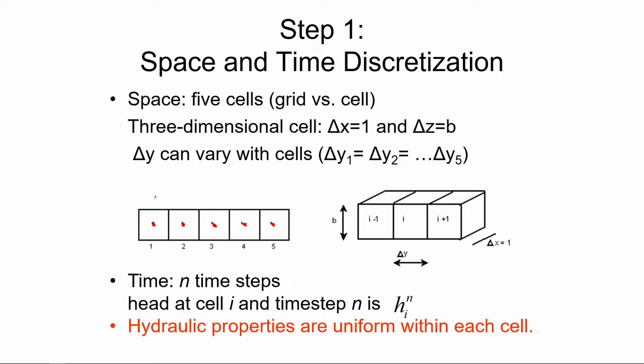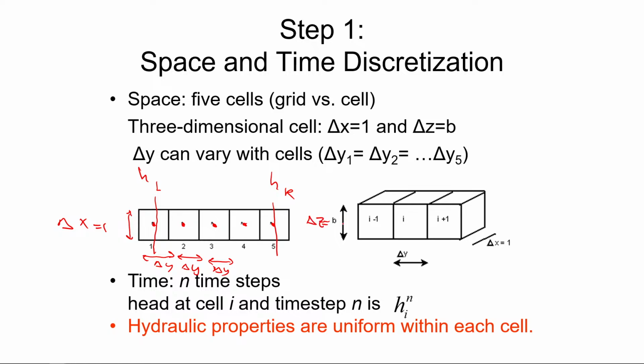And here, this would be your boundary. This would be your head at the left, and that would be your head at the right. Here, this would be your delta y. Each of these is delta y. Here, that is your delta x, which you can just assume is equal to 1. And this is your delta z, which is equal to b.